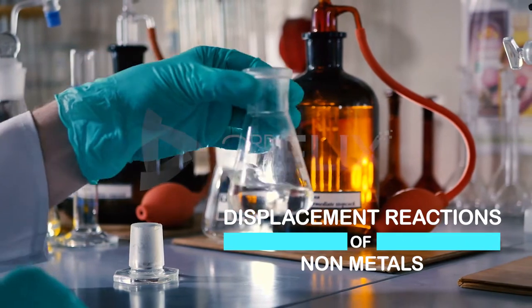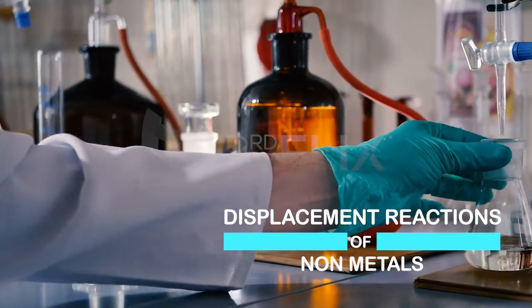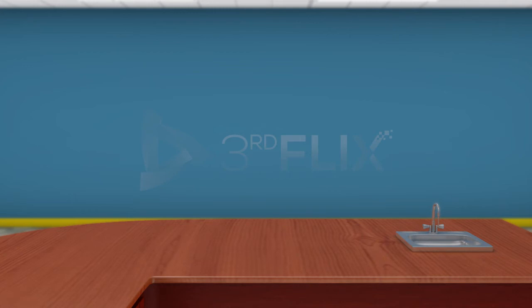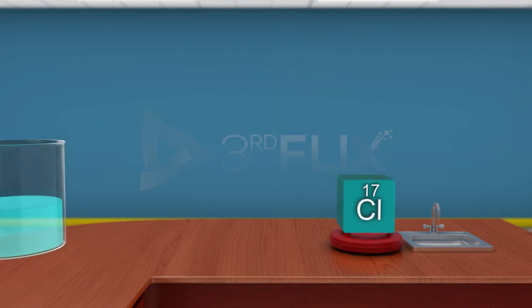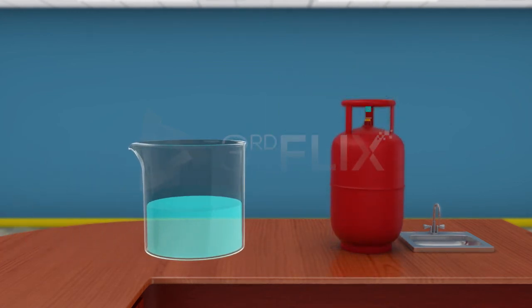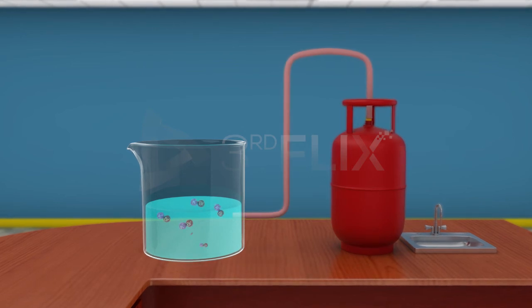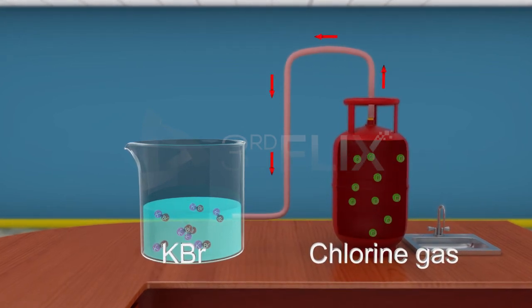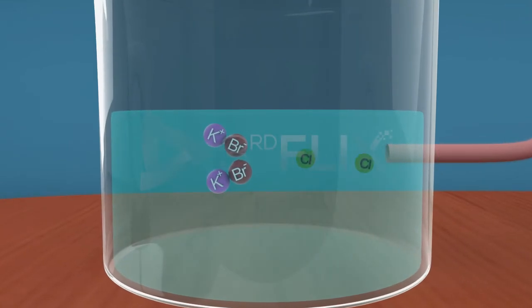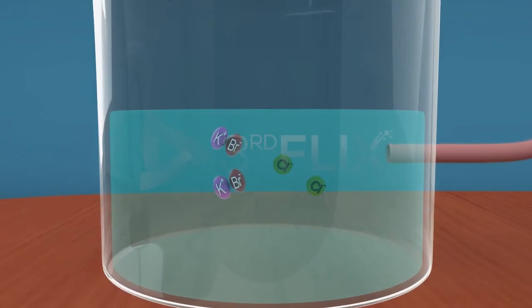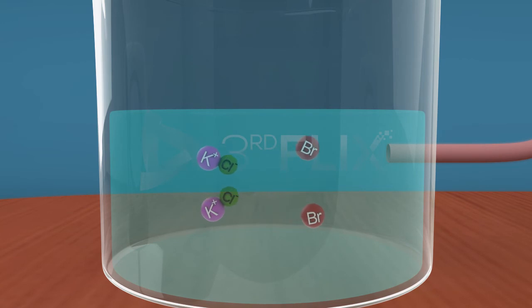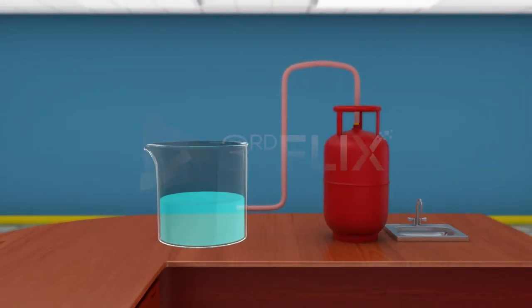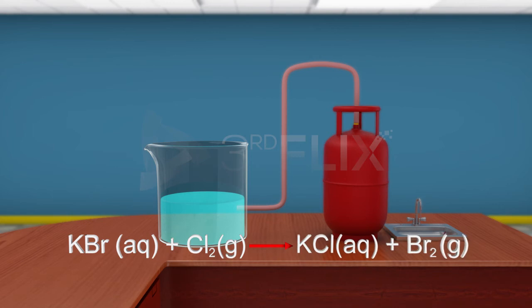Displacement reaction of nonmetals. Nonmetals also participate in displacement reactions. Pass chlorine gas into potassium bromide aqueous solution. Chlorine displaces bromine from potassium bromide and forms potassium chloride. Bromine gas will be released. In this reaction, chlorine is more reactive than bromine.